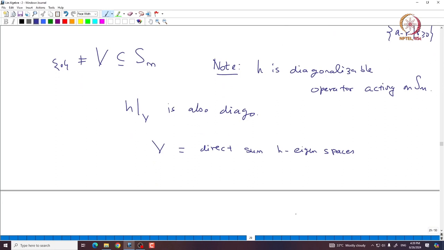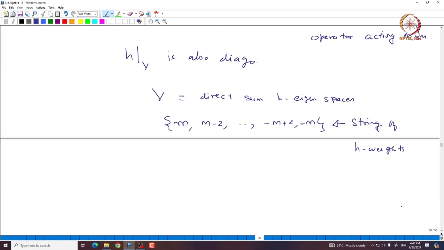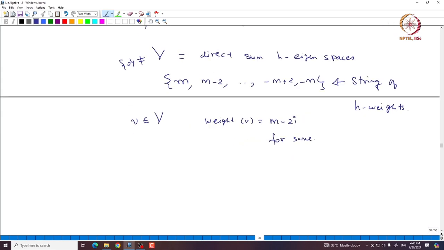Since H has eigenvalues m, m minus 2, and so on, down to minus m, this will be called a string of H weights. It is indeed a string, because it is unbroken and starts from m and goes all the way to minus m. So if V is a direct sum of H eigenspaces and V is non-zero, we will be able to find a vector v inside V whose weight is m minus 2i for some i belonging to 0 to m.